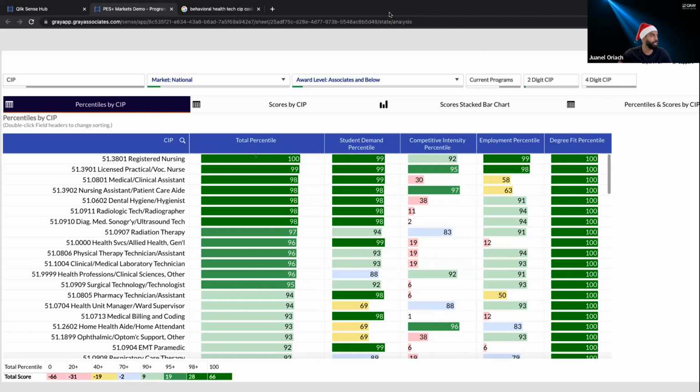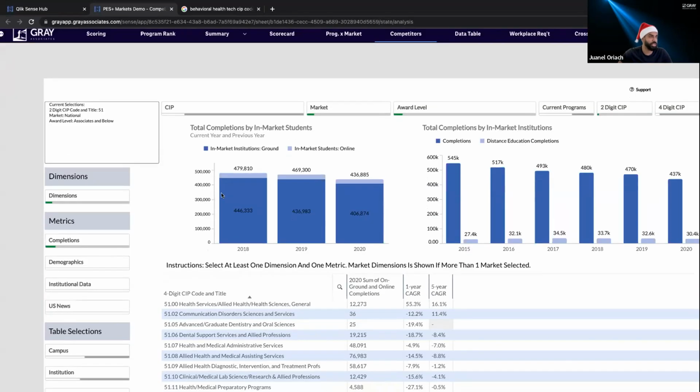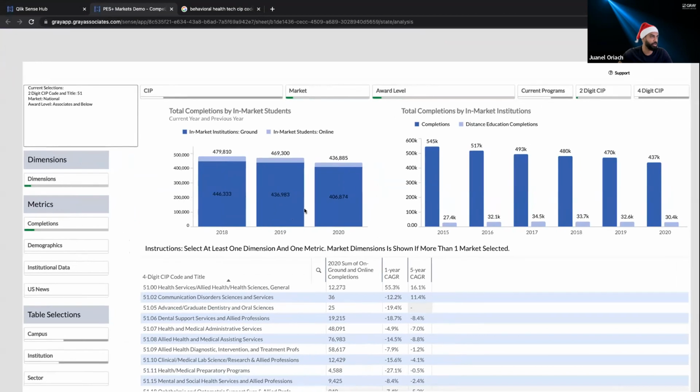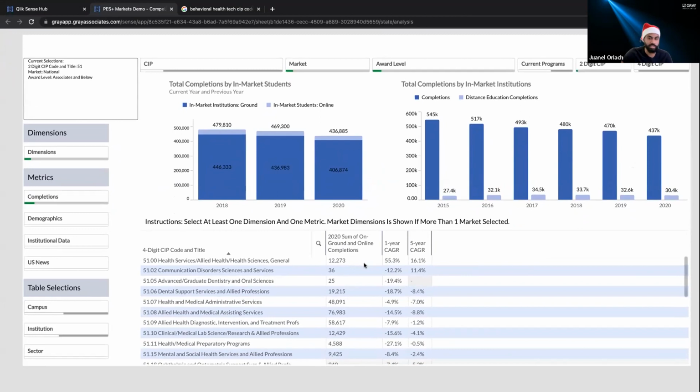Cool. And then another way that we could use the data to guide us would be, well, first of all, I'm filtered in here on the 51s and associates and below. And we're seeing a pretty steady decline year over year in overall completions since 2015. But I'm going to break down all this data at the 4-digit level here. And we can use the completion trends, whether it's a year or 5-year, to maybe try to identify a pocket that might be growing despite the steady decline.